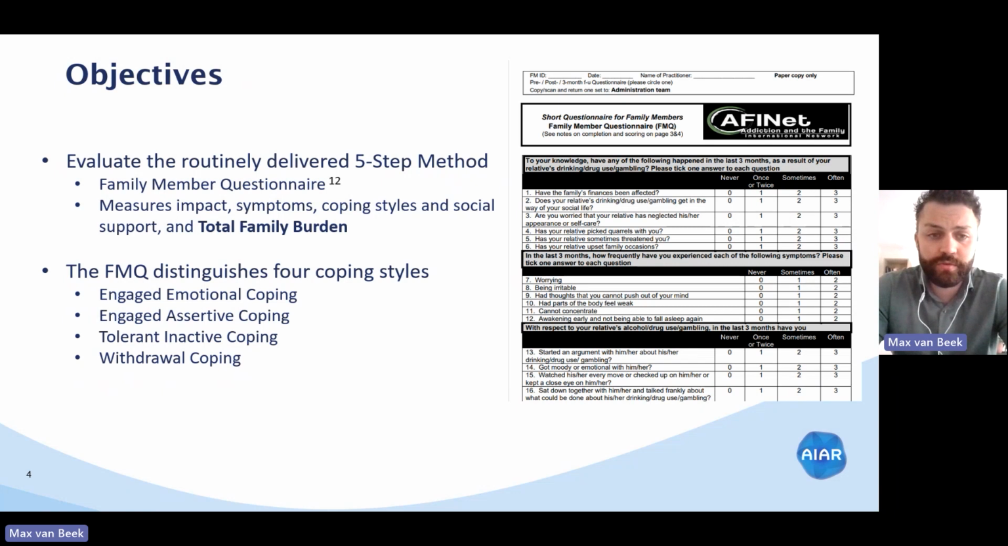In addition, the FMQ distinguishes 4 coping styles, which I think is worthwhile to point out because I will get back to that later in this presentation. These 4 coping styles are named engaged emotional coping, engaged assertive coping, tolerant inactive coping, and withdrawal coping. What is interesting and should be mentioned is that the first 3 types of coping styles have been associated with more burden for the family member. In other words, the more they tend to exhibit this type of coping, the more burden the affected family member experiences. So the intervention would like to see those types of coping styles move down.